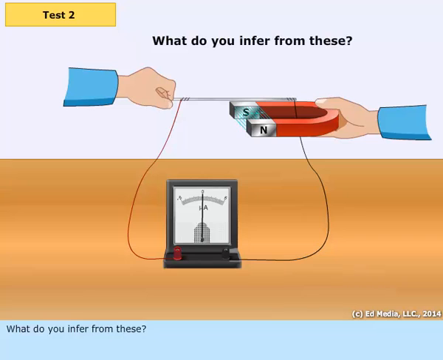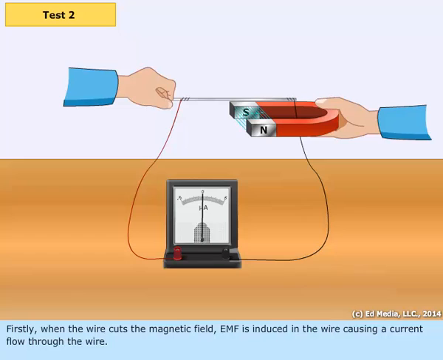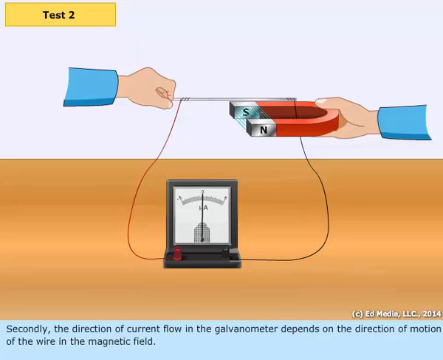What do you infer from these? Firstly, when the wire cuts the magnetic field, EMF is induced in the wire, causing a current flow through the wire. Secondly, the direction of current flow in the galvanometer depends on the direction of motion of the wire in the magnetic field.